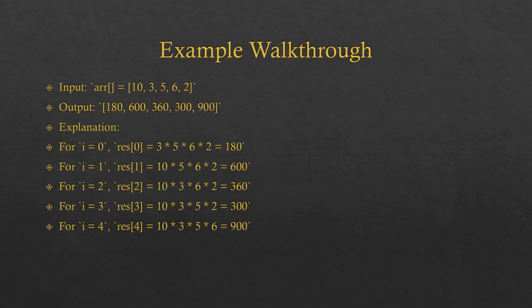Here's an example walkthrough. Given the input array 10, 3, 5, 6, 2, let's calculate the result for each index. For i equals 0, we exclude ARR[0] and multiply the rest: 3 times 5 times 6 times 2, which gives us 180. Similarly, for each index, we exclude that particular element and calculate the product of the remaining elements. The final result will be 180, 600, 360, 300 and 900.